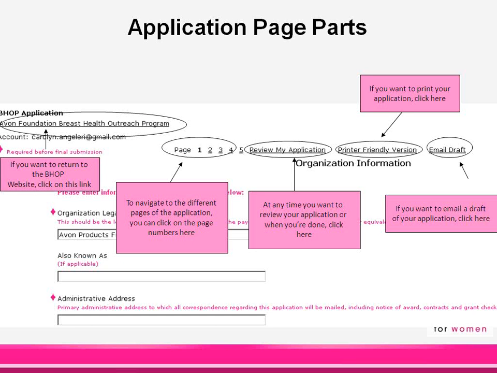Back to the application. You will notice that each page has a navigation bar on top that allows you to do a variety of things. Go to the BHOP website, navigate between pages, have the system review the application for missing information, combine pages into a printer-friendly format, or email a draft version to your colleagues.